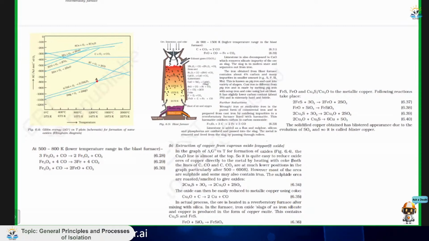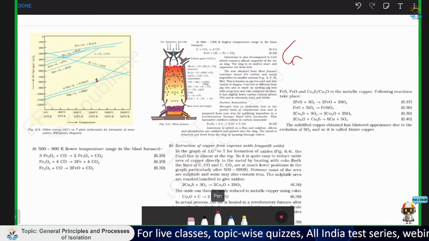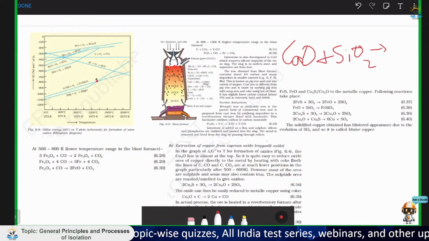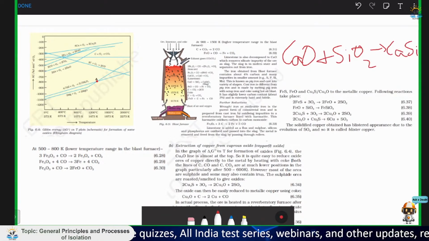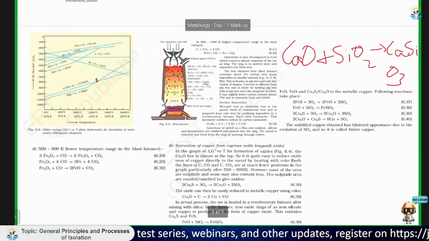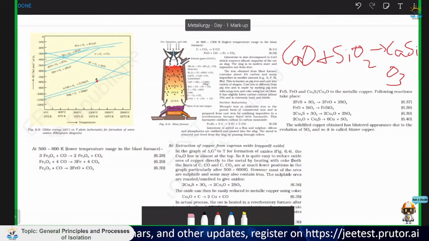This thing has an impurity of limestone, CaCO3, and limestone is gonna get decomposed to quicklime CaO, which removes the silicate impurities of the ore as slag. Here the CaO reaction is important. CaO plus SiO2 gives CaSiO3. This is slag.